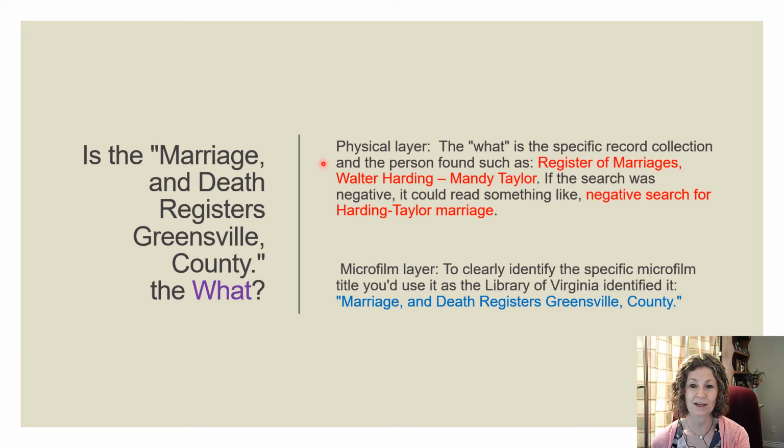So in the book, we have Register of Marriages, Walter Harding and Mandy Taylor. We've identified it by the name of the couple, and if the search was negative, we could say something like negative search for Harding-Taylor marriage. Often we won't find what we want in a record collection, and we want to cite that we looked, it just simply was not there.